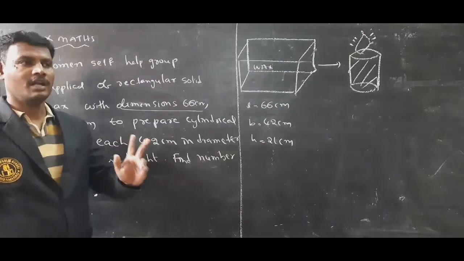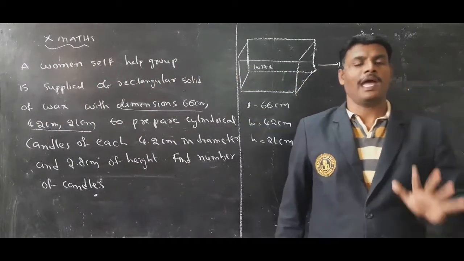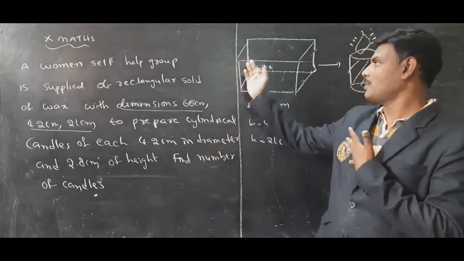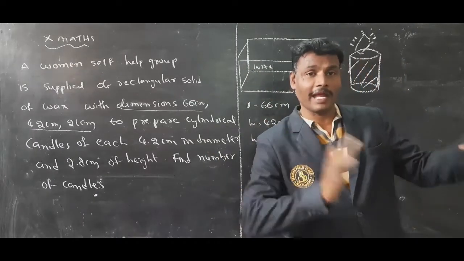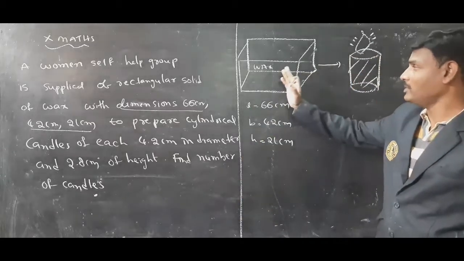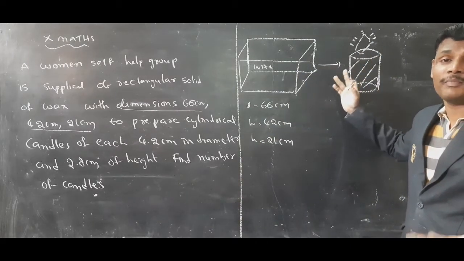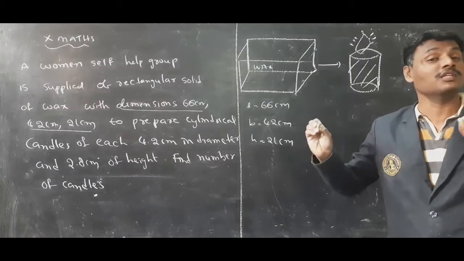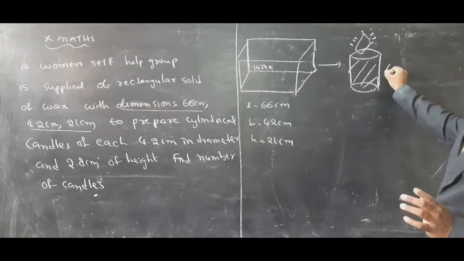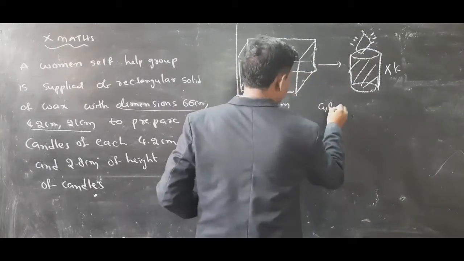So here one women's self-help group has bags in the shape of a cuboid. By using the bags, they are preparing candles. From these bags, how many cylindrical candles can they prepare? I don't know how many cylinders they prepare by using the bags. Let the number of cylinders be K. And what are the dimensions of the cylinder?